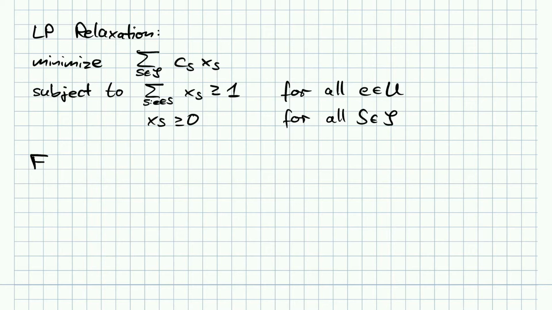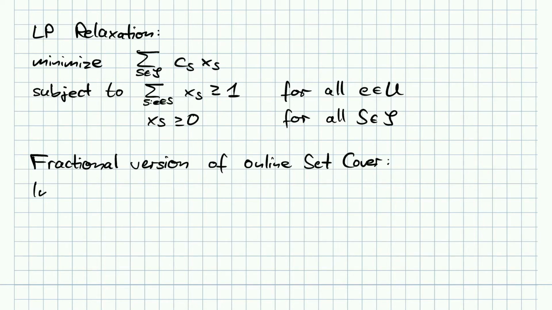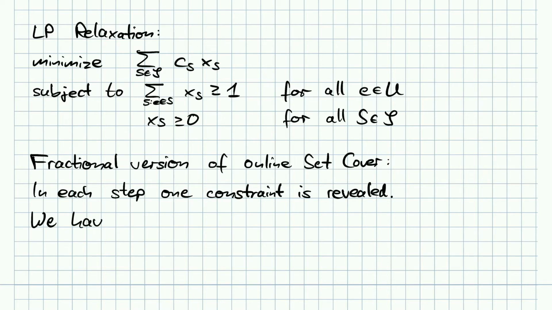So the fractional version of online set cover is to say that in each step, one constraint is revealed, and we have to increase the x_S so as to maintain feasibility.